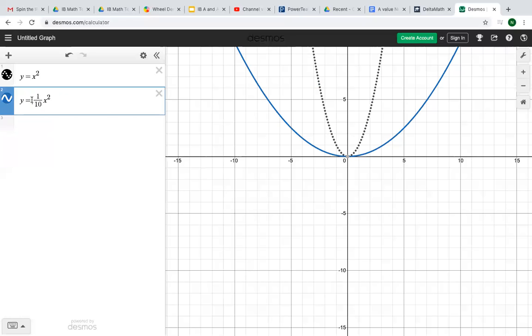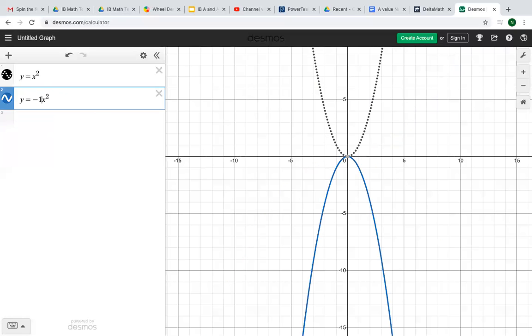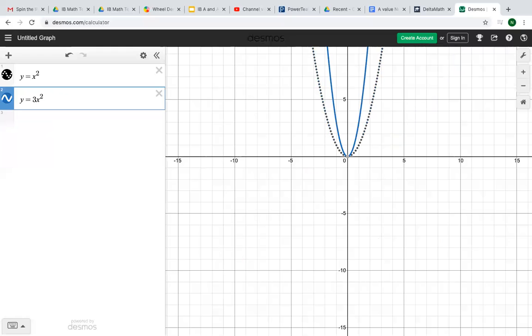Now what would happen to this blue graph if I were to make the 1/10 negative? It would get gigantic. Let's see what happens. It flipped over. Anytime you have a negative, it's going to flip it over the x-axis like a mirror. So let's say we started with just 3x squared. When we make it negative, it flips it over.